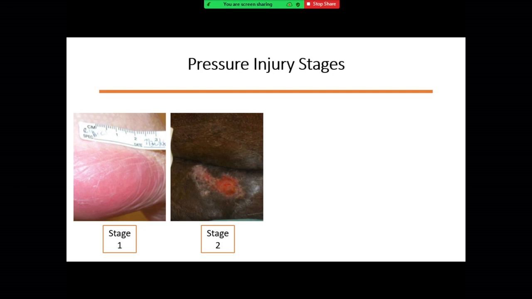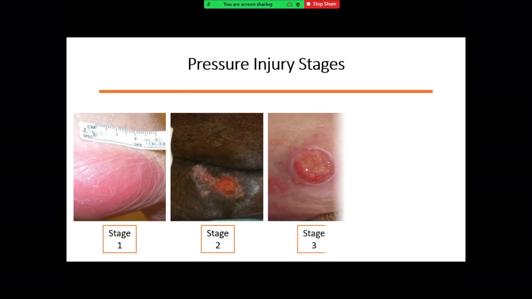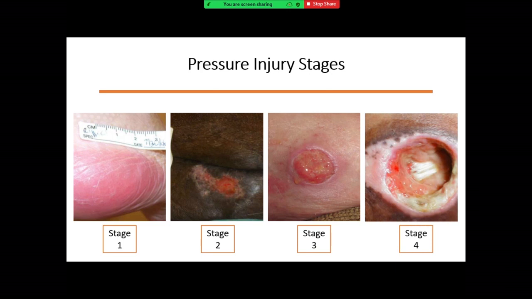So darker pigmented skin, stage 1s, and deep tissue injuries are a little bit tricky to sort out, and this is where you may want to ask your attending. But classically, stage 1 intact, stage 2 disrupted, stage 3 we start getting to the subcutaneous fat, and stage 4 we're down to the tendon, muscle, or bone.